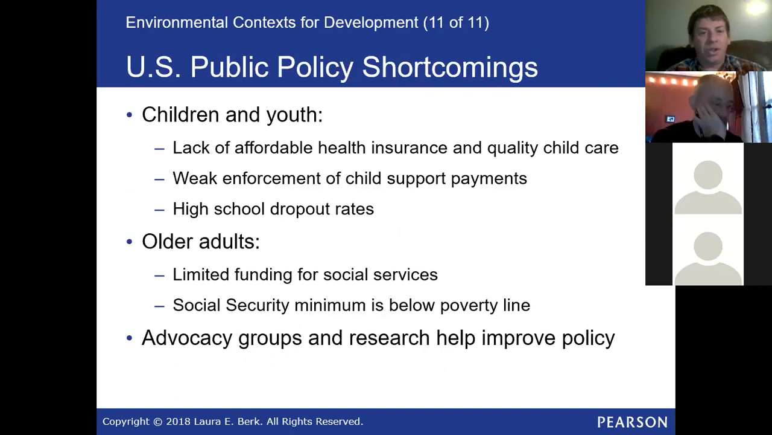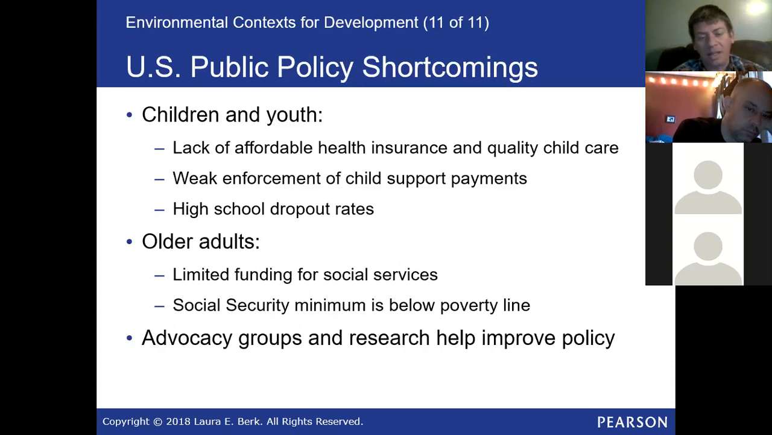U.S. public policy shortcomings for children and youth: the lack of affordable health insurance and quality childcare. There's weak enforcement of child support payments. High school dropout rates are high. Again, these are where U.S. public policy is failing. For older adults, we have limited funding for social services. Social Security minimum is below the poverty line.